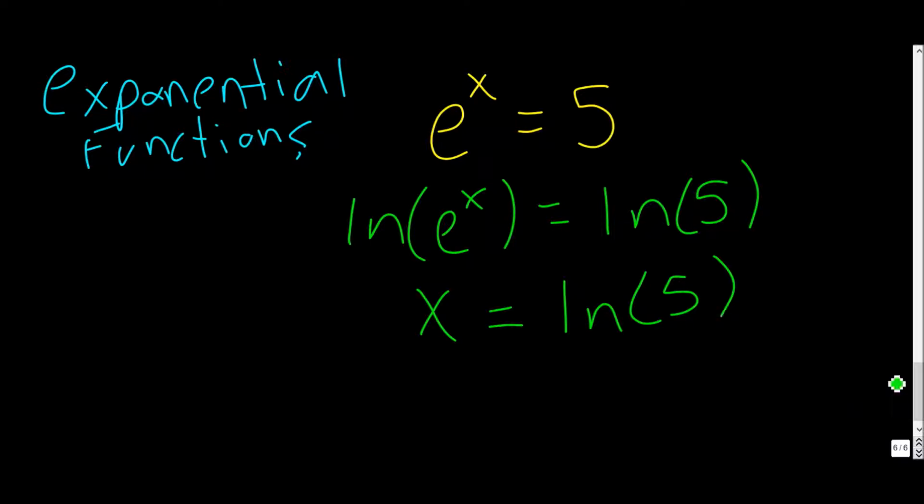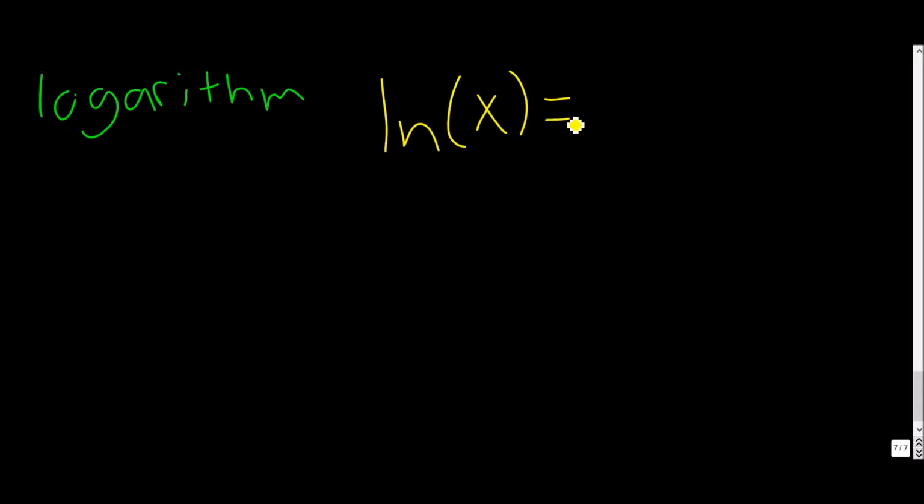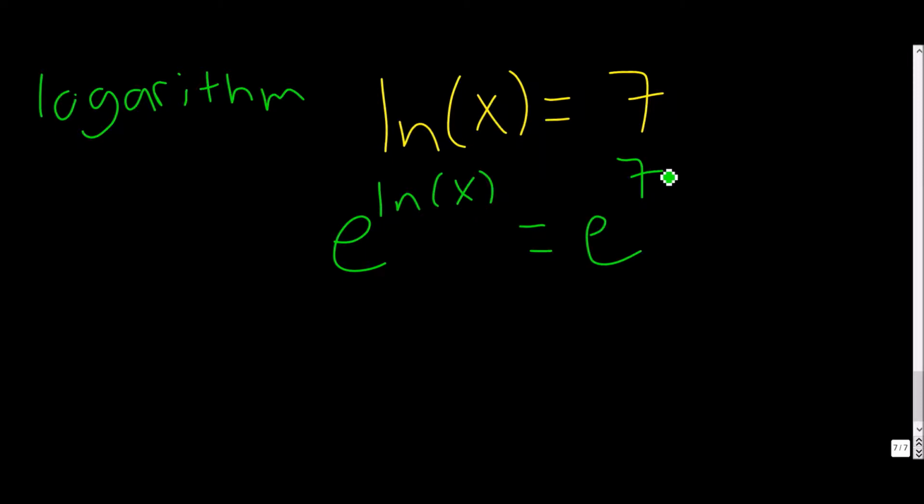And our last one is a logarithm. So logarithms, again, come in a couple of different ways. Let's see, we have the natural log of x equals 7. Well, what we do is we take each side to the e. So we think of it like e to the natural log of x equals e to the 7th. And e to the natural log of x is just x. So that is how we can solve those out pretty quickly.